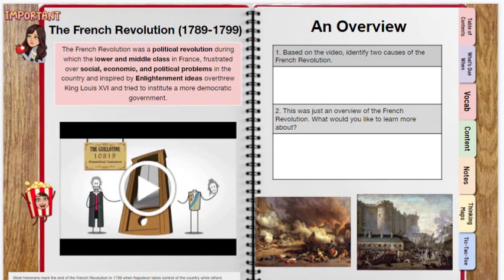So when we look at the French Revolution, 1789 to 1799, we'll look at a timeline in just a moment. It was a political revolution during which the lower and middle class in France were frustrated over social, economic, and political problems in the country. They were inspired by Enlightenment ideas, and they overthrew King Louis XVI and tried to institute a more democratic government.